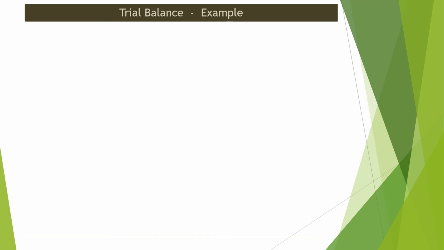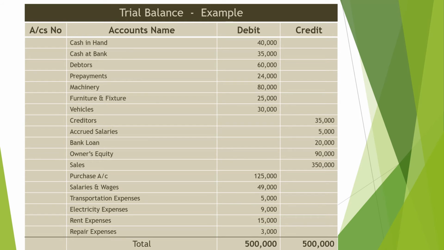This is the trial balance specimen. We can see the column accounts number. Normally there is an account number for each head of account, then the account's name, then the debit side and the credit side, and the total is equal. There is a sequence there.